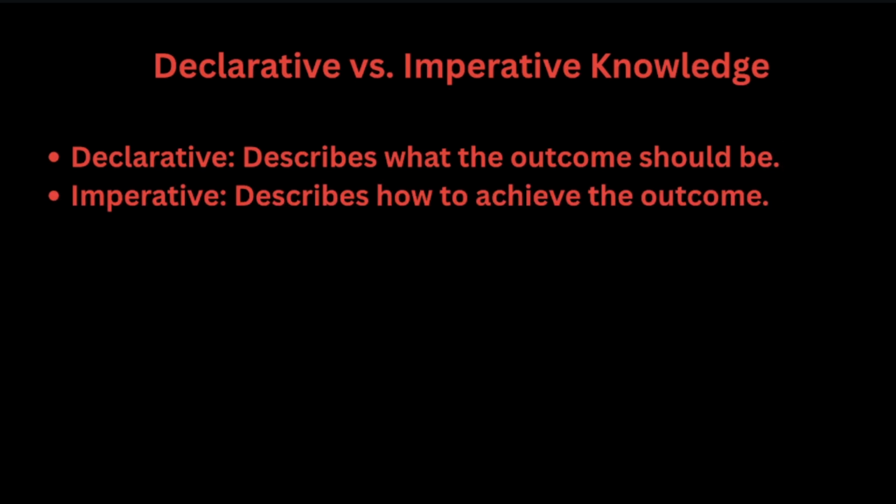So we need to know also about the types of languages, or rather knowledge. So declarative versus imperative knowledge. Declarative knowledge describes what the outcome should be, while imperative knowledge describes how to achieve the outcome. Python is seen as an imperative language, as it actually describes how the outcome should be achieved.